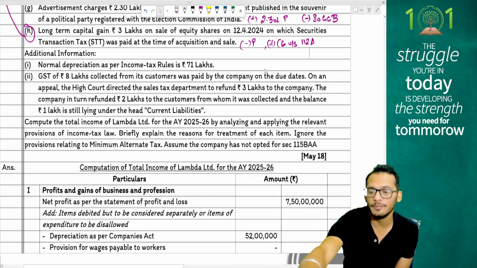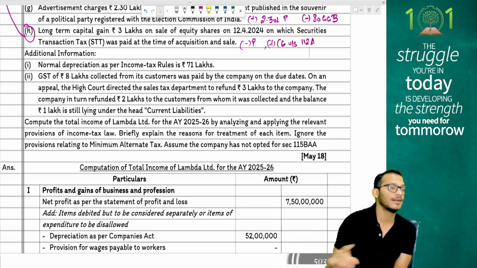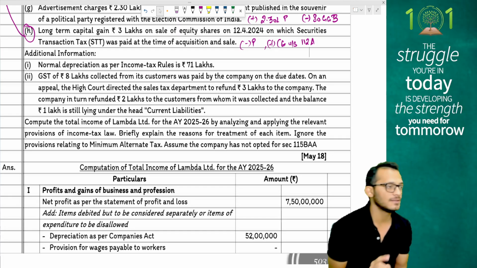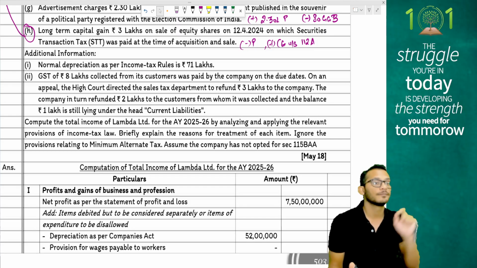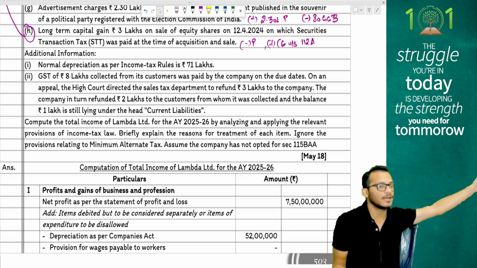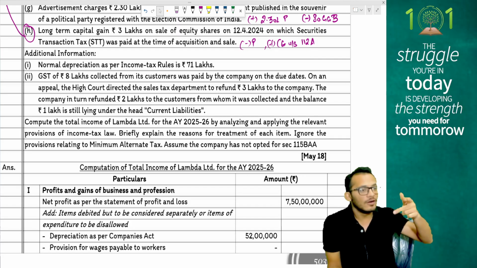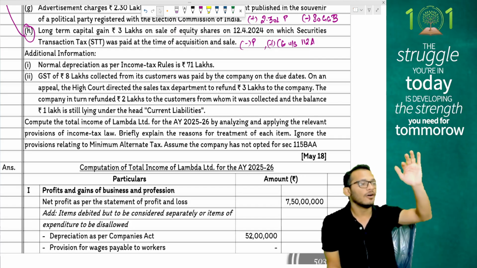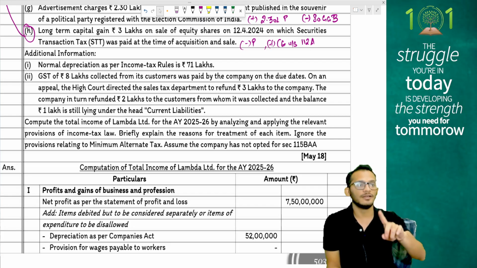Other information given to you, people. Normal depreciation is given to you as 71 lakhs. Here comes the critical piece. Some time back, we had a machinery where we had to charge depreciation. Now suddenly they come and say normal depreciation. People, question is, this 71 lakhs already has depreciation of that asset or does not have depreciation of that asset? We discussed about it earlier.